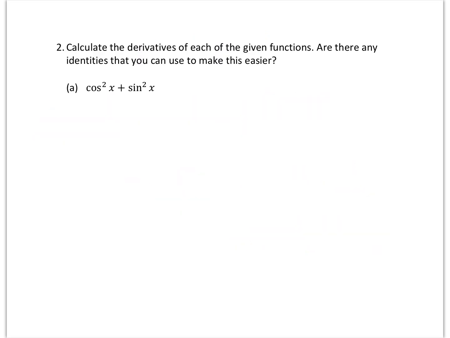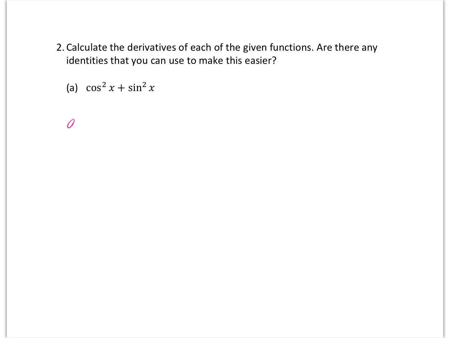Number 2, calculate derivatives of each of the given functions. Are there any identities that you can use to make this easier? Okay, so cosine squared plus sine squared, we have discussed a couple of times in this lesson that sine squared plus cosine squared is always 1. This is called the Pythagorean identity. It's the most famous trig identity there is.